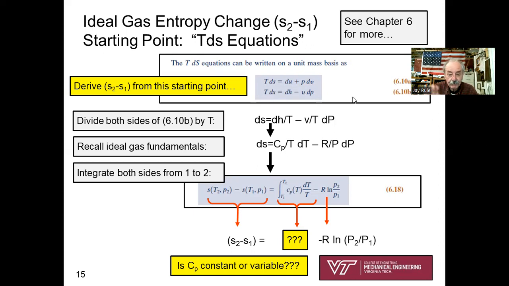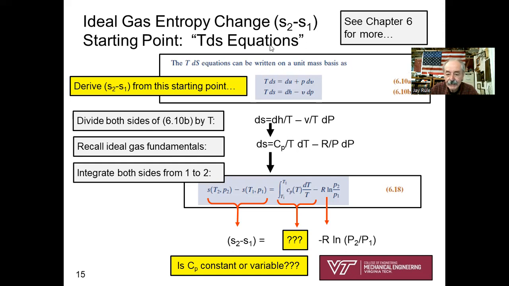I had to count them, properties. TdS, it's a differential equation. TdS is equal to dH minus V dP. All right, I want to walk you through how you can derive expressions for S2 minus S1 starting there.